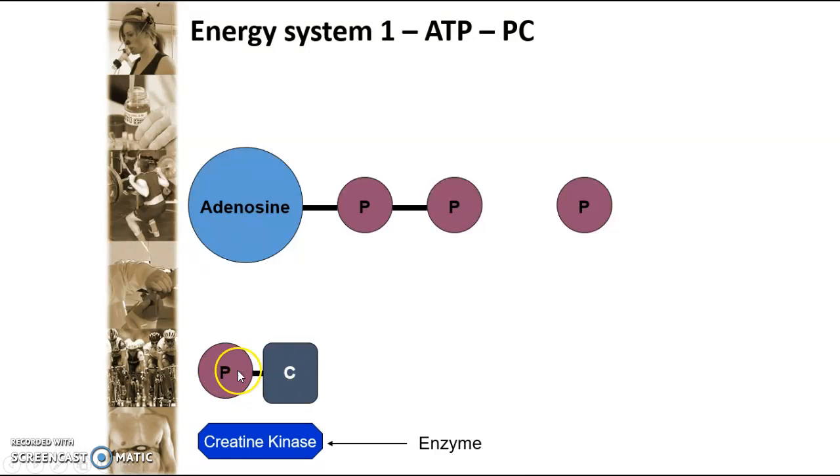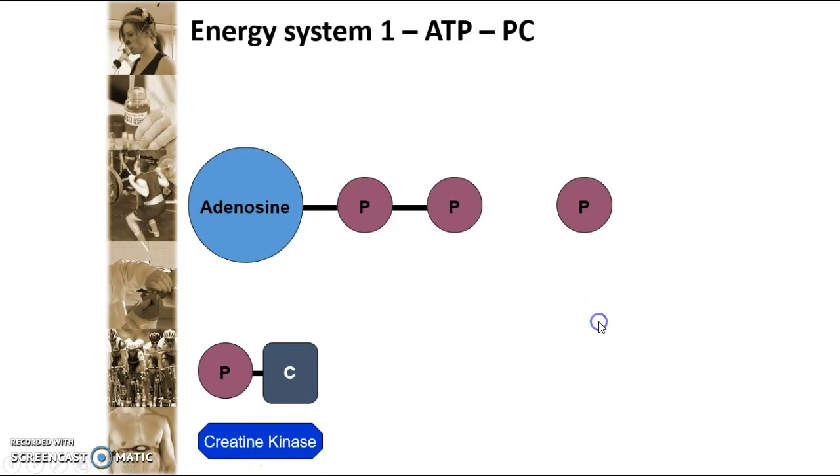You don't have to write that, but ultimately we've got PC, so that's abbreviated there. 1 phosphate, 1 creatine. Now, what we need now, because we've only got ADP plus P plus energy, and that's been used for 3 seconds, we now need to break down phosphocreatine. Okay, so phosphocreatine, or PC, is broken down by the enzyme creatine kinase.